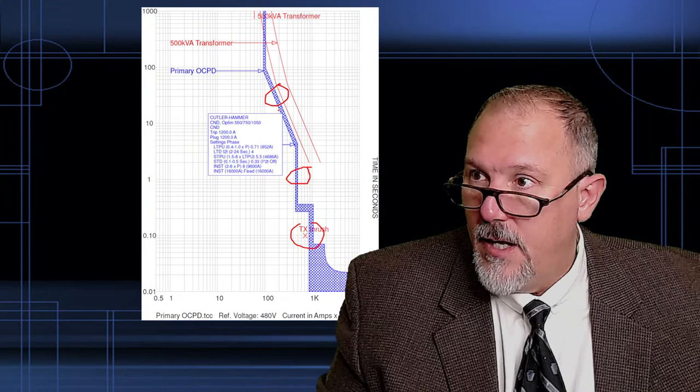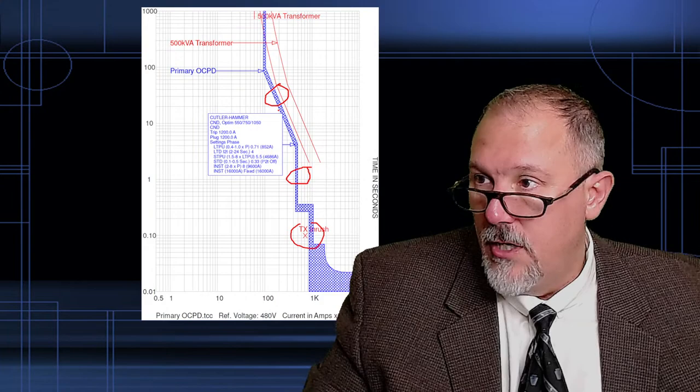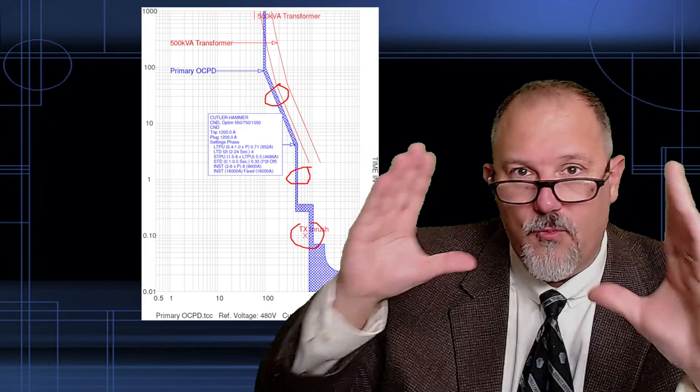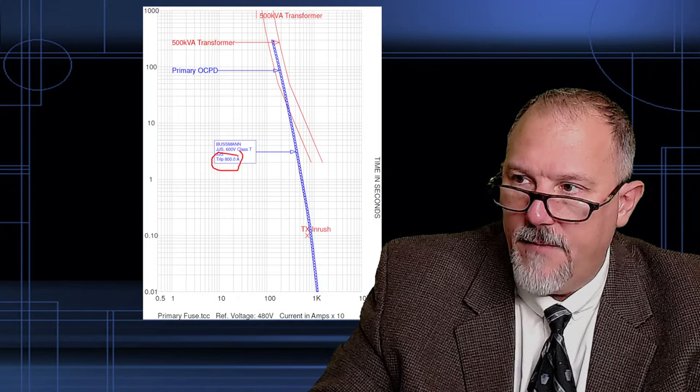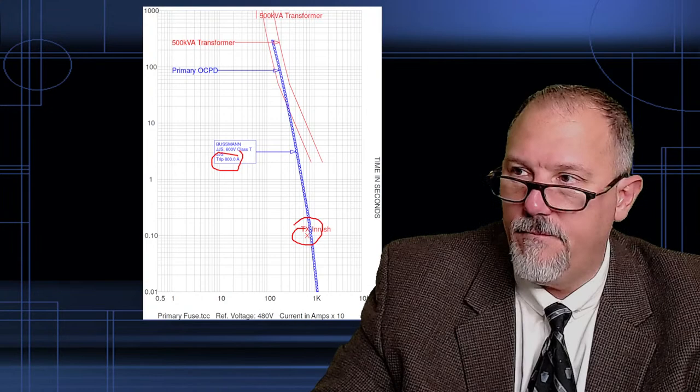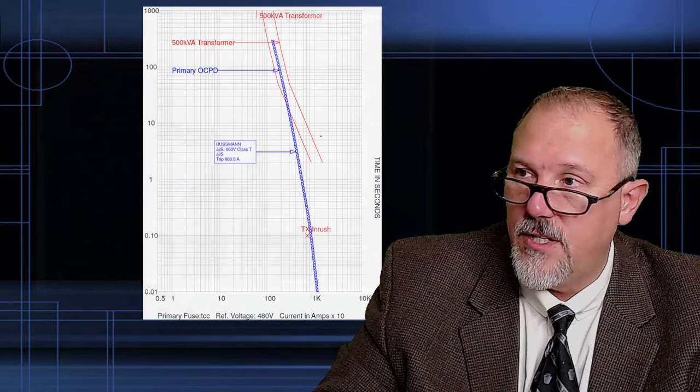450.3(B) is for 1,000 volts and less, and 450.3(A) is for greater than 1,000 volts, so over 1,000 volts. And I can have a range of sizes of overcurrent protective devices on the primary of this transformer. I could use fuses. This is an 800 amp fuse that will let the inrush current flow and not open, let the transformer be energized, but provides good short circuit protection for that transformer.